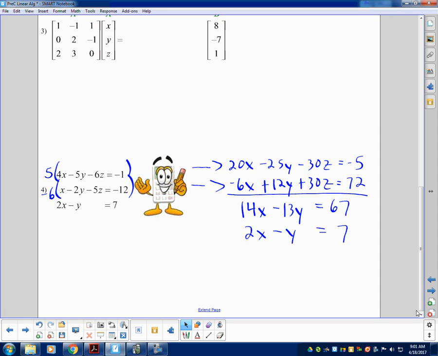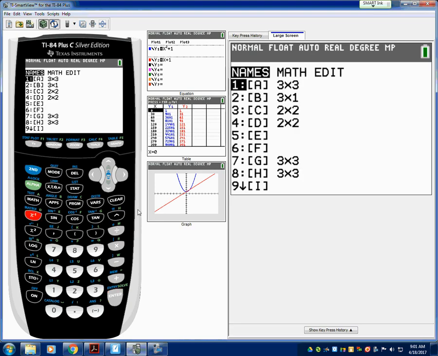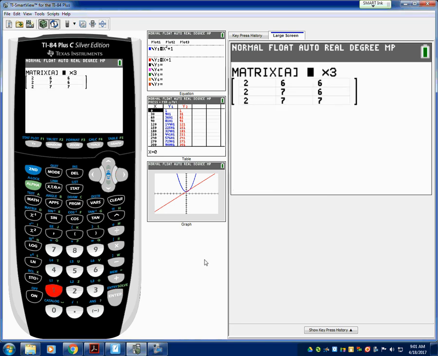Let's do this with matrix algebra. What would I enter in for matrix A here? So looking at your notes, and have your calculator ready, what would I enter in for matrix A? Let's go to second x inverse. We're going to go edit matrix A. And it is a 3 by 3, although we're going to have to fill in a blank there. But what would matrix A look like?